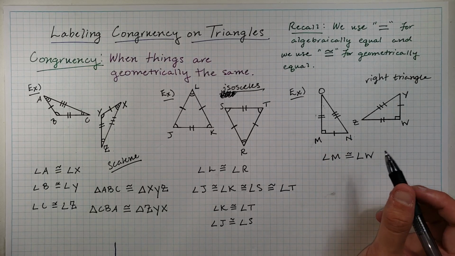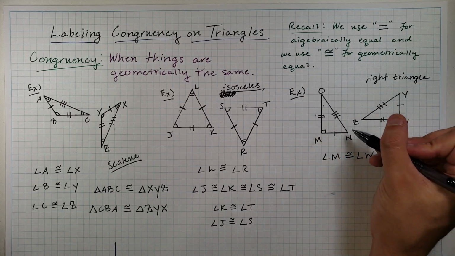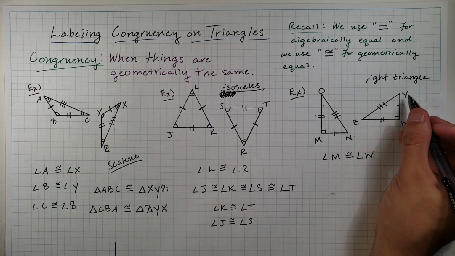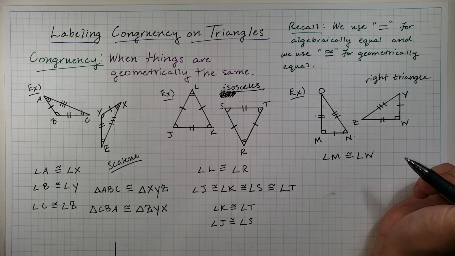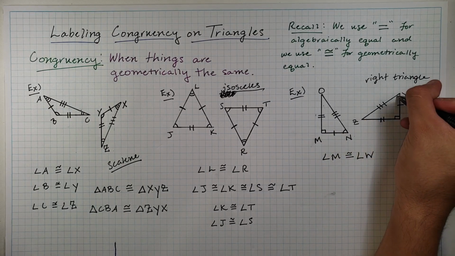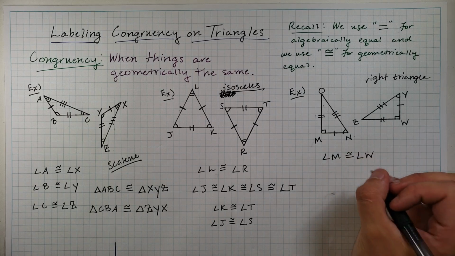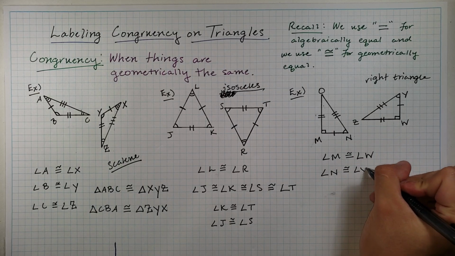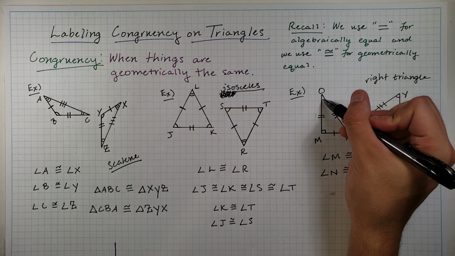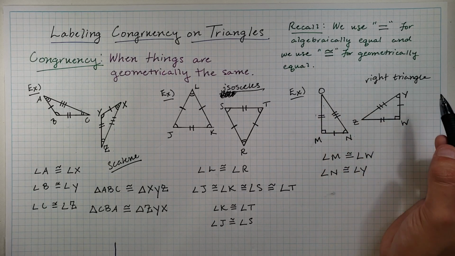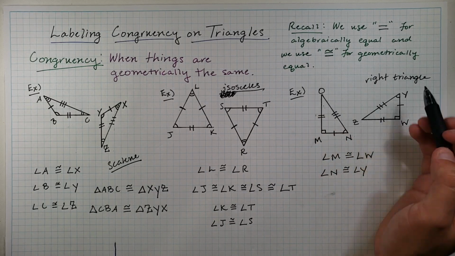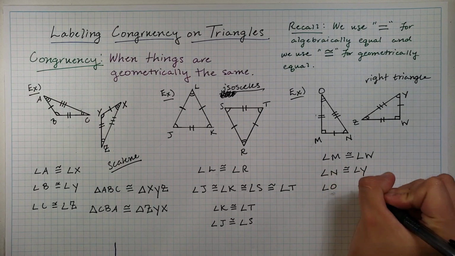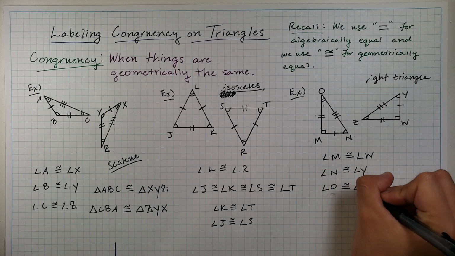All right. And let's say we wanted to label the rest of the angles. So let's say we wanted to show that N is congruent to Y, then we would put maybe just a single arc. Since that one's a square, we can just put an arc like that. So now we can say angle N is congruent to angle Y. And then lastly, we could give this angle O here. Since this angle is congruent to this angle, we can give them the double arcs. All right, and then we'll say angle O is congruent to angle Z.